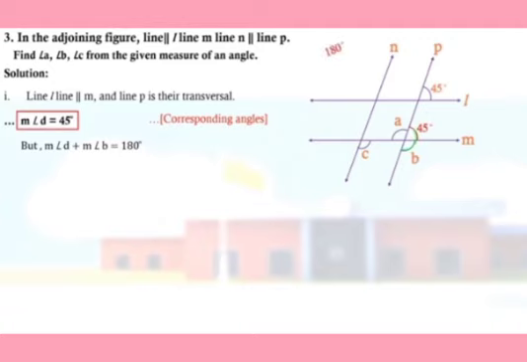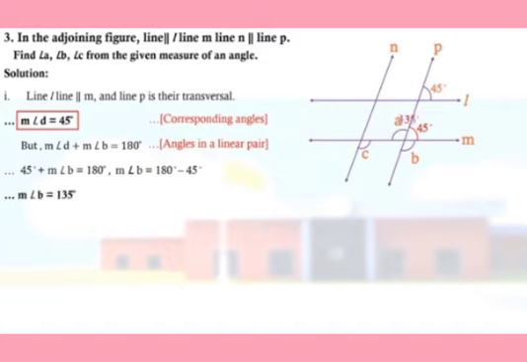So measure of angle B plus measure of angle D is equal to 180 degrees, angles in a linear pair. After adding angle D and angle B, we get 180 degrees. Now we know the value of angle D is 45 degrees, but we don't know the value of angle B. So 45 degrees plus measure of angle B is equal to 180 degrees. Keep measure of angle B on the left hand side. 180 minus 45 degrees, because it is moving from positive to negative. So 180 minus 45 gives us 135 degrees.